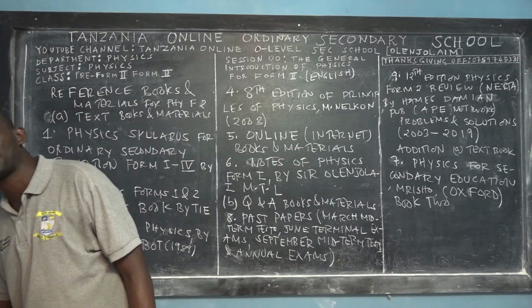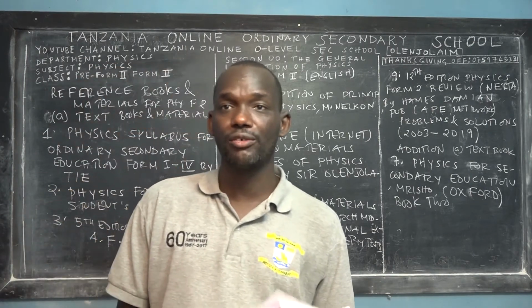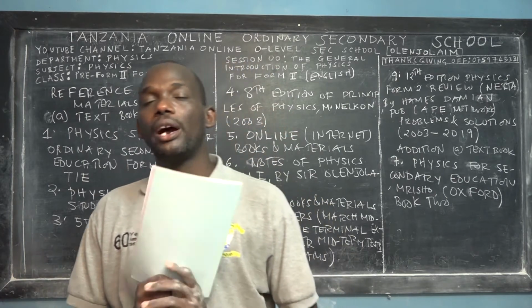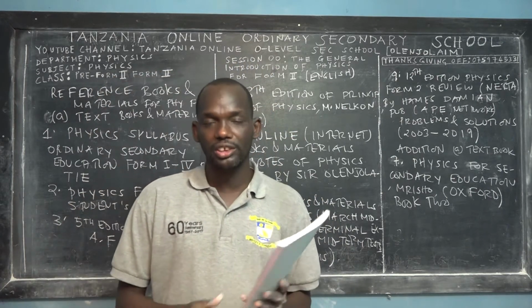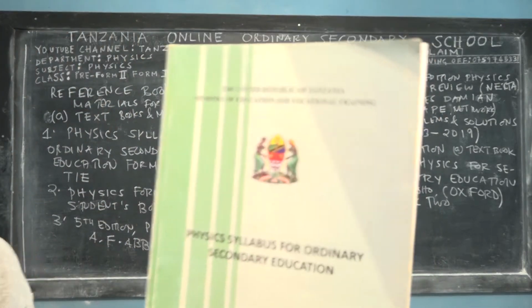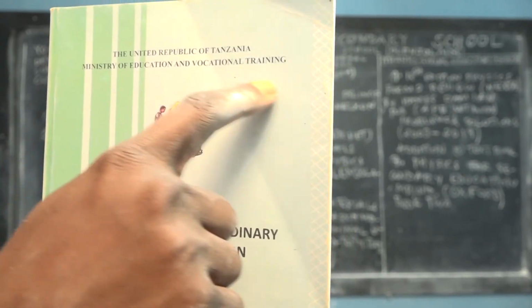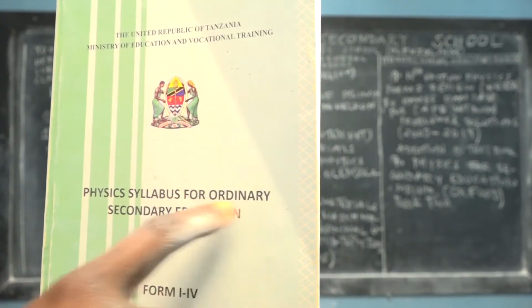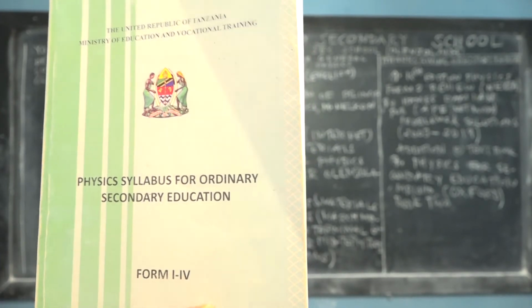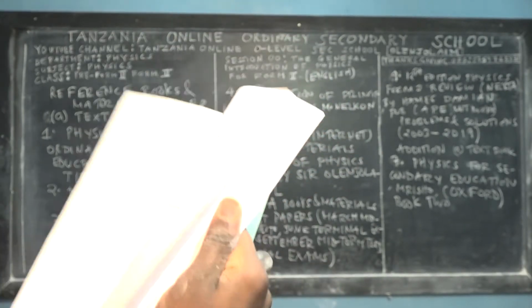And also it will help you to prepare for physics, but also it will help you to prepare for solving real life problems. So here, this is the front view of the book, right? It's called the United Republic of Tanzania Ministry of Education, Vocational Training, Physics Syllabus for Ordinary Secondary Education from Form 1 to Form 4. So this is the back view, and it has been prepared by Tanzania Institute of Education.